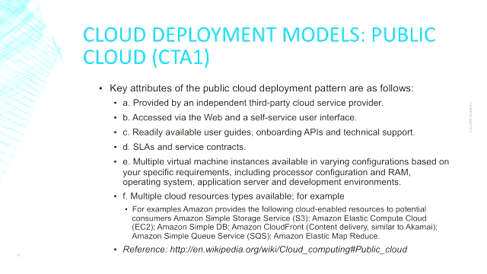The key attributes of a public cloud include its provisioning from an independent third party, that it can be accessed via the web in a self-service model. There are readily available user guides for onboarding your application programming interfaces or APIs. There are contracts or agreements called service level agreements that manage the interaction and interface between the third party and the enterprise or users. And that multiple virtual machines are typically available in varying configurations based on specific requirements.